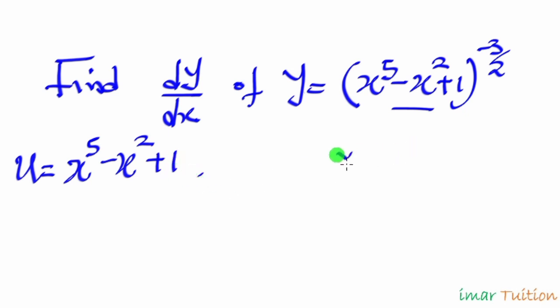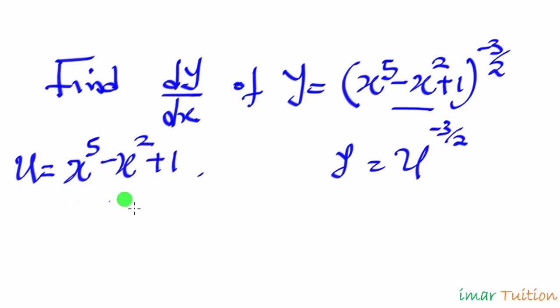In that case, y will now be equal to, the whole of here is u, y will now be equal to u raised to the power minus 3 over 2. So we have chained x to u and we have chained u to y. That's the chain rule, also called the function of a function or the chain rule.